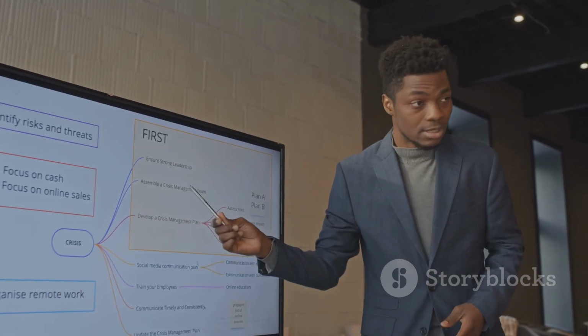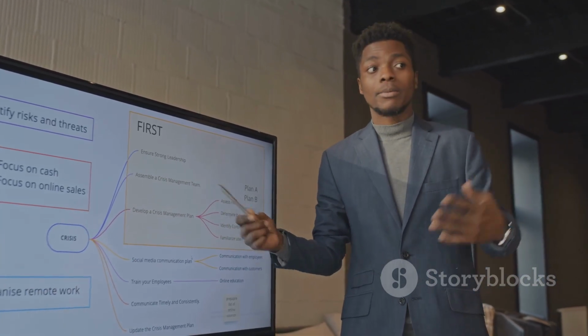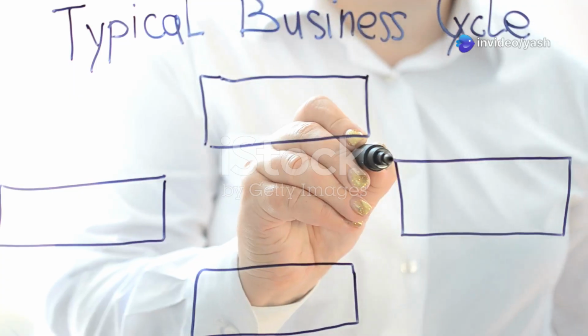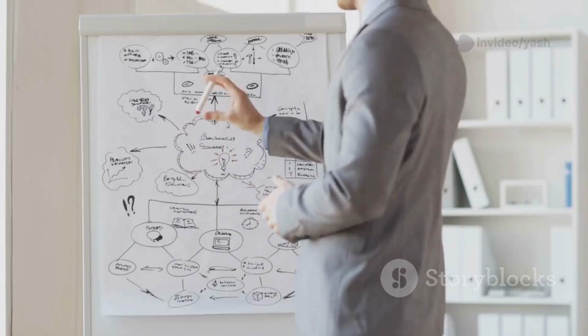BPM is simply creating a visual flowchart of a business process. It breaks down a process into individual steps. Each step is represented by a symbol. Arrows show the flow of work from start to finish. Think of it like a roadmap for your business operations.